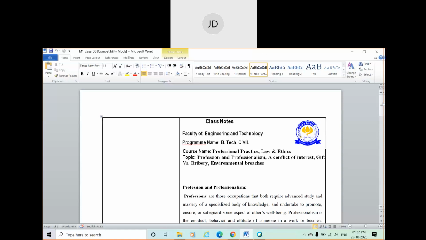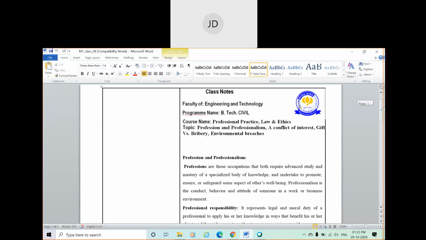Okay. So as you can see, the name of the topic. We'll discuss several subtopics. First, we'll discuss profession and professionalism. What is the basic definition of profession? We already discussed that, but we're going to revise it. Then we'll discuss conflict of interest, and the difference between gift and bribery. We discussed something about gift and bribery in the last class, but anyway. And lastly we'll discuss environmental breaches, which means some environmental gap. These are the subtopics I have taken for you in the last class of professional ethics.